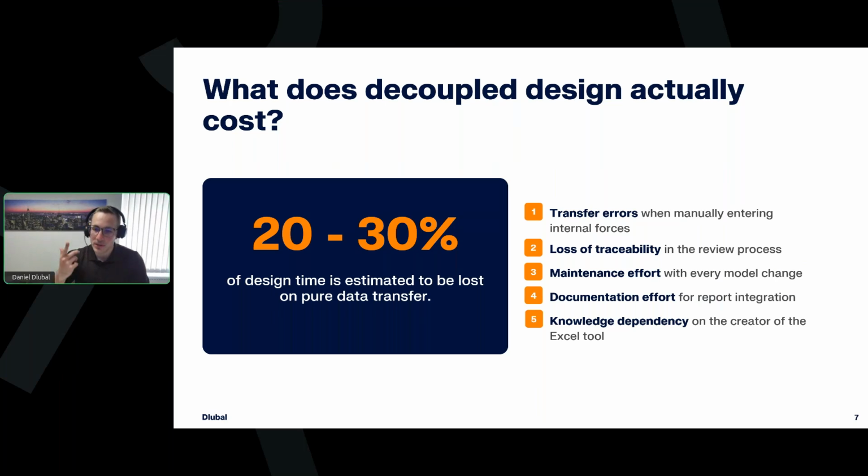Another thing is the loss of traceability in the review process. Next thing is the maintenance effort with every model change, as I already told you. Especially when geometric changes are appearing, new stiffness values, new components. So this is always something which is a pain. Then another thing, the documentation effort for the report integration. You have to take the reports from different applications and put them into one global report. This is always very challenging. And then, of course, the knowledge dependency, especially on the creators of some third-party tools, Excel tools, and so on.